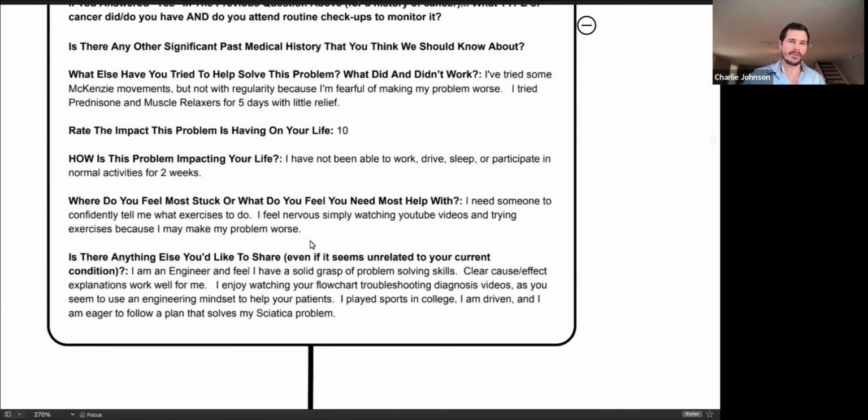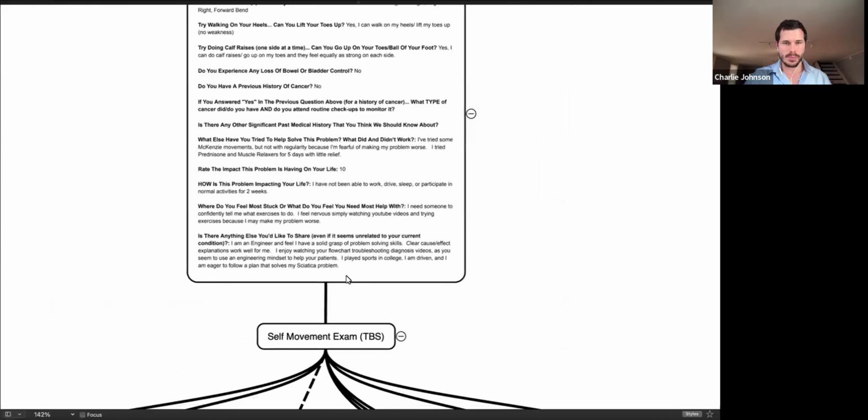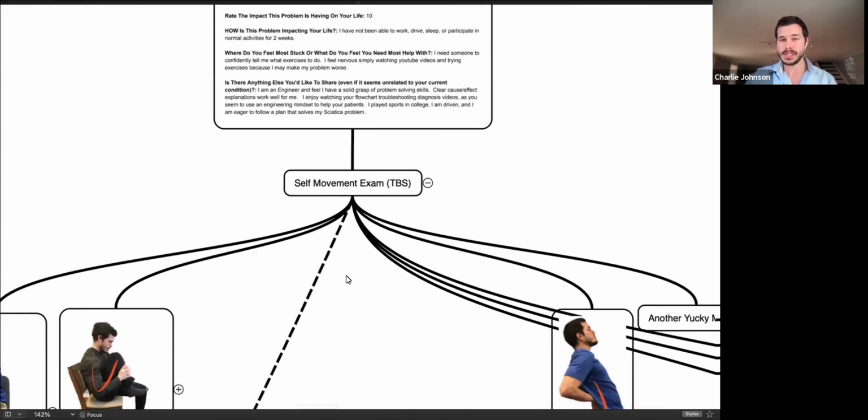He said, I need someone to confidently tell me what exercises to do. I feel nervous simply watching YouTube videos and trying exercises because I may make my problem worse. Smart guy. He's an engineer, recognizes his limitations, and feels he has a solid grasp of how to solve problems, but just not really sure what to do here. So that's that. He's ready to solve it and wants a sciatica plan to resolve his sciatica problem. But is it really sciatica?